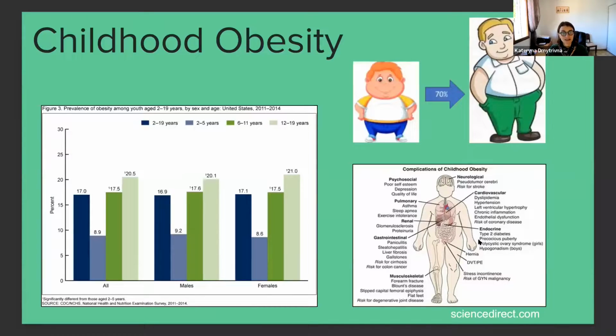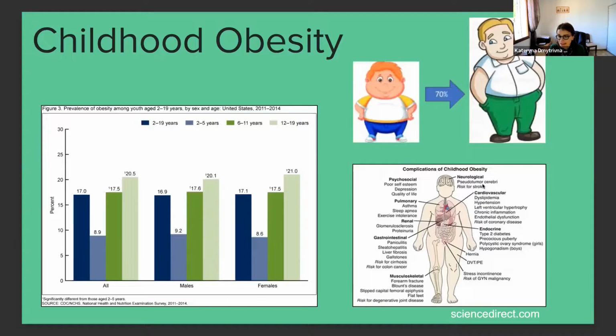Childhood obesity is the very important problem of our times, in particular in the United States. About 17% of kids of the age of 6 to 11 years are overweight or obese. And 70% of kids who are obese are going to be obese as adults. So it is really a huge problem.